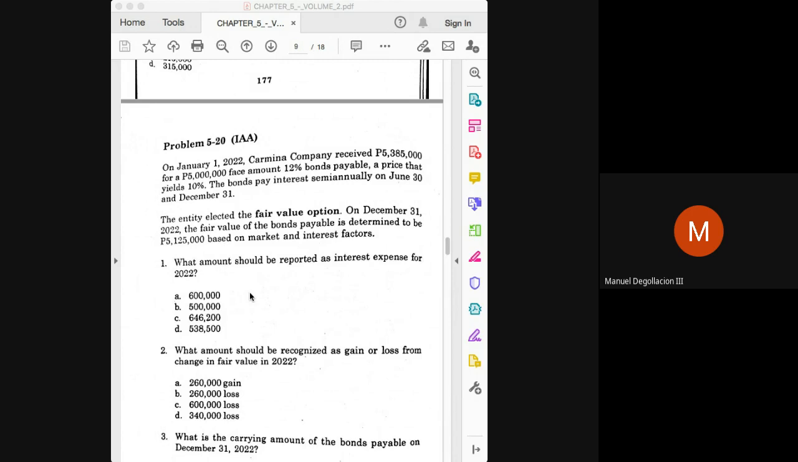Okay, if your liability goes down without any other change to your assets and liabilities or equity accounts, then that will be considered a gain. So again, the answer here is simply the difference between the initial carrying amount of 5,385,000 and the subsequent carrying amount of 5,125,000, or a difference of 260,000. If liability goes down, that means you will have a gain. If liability goes up, then that will be a loss. And we have essentially answered number 3.